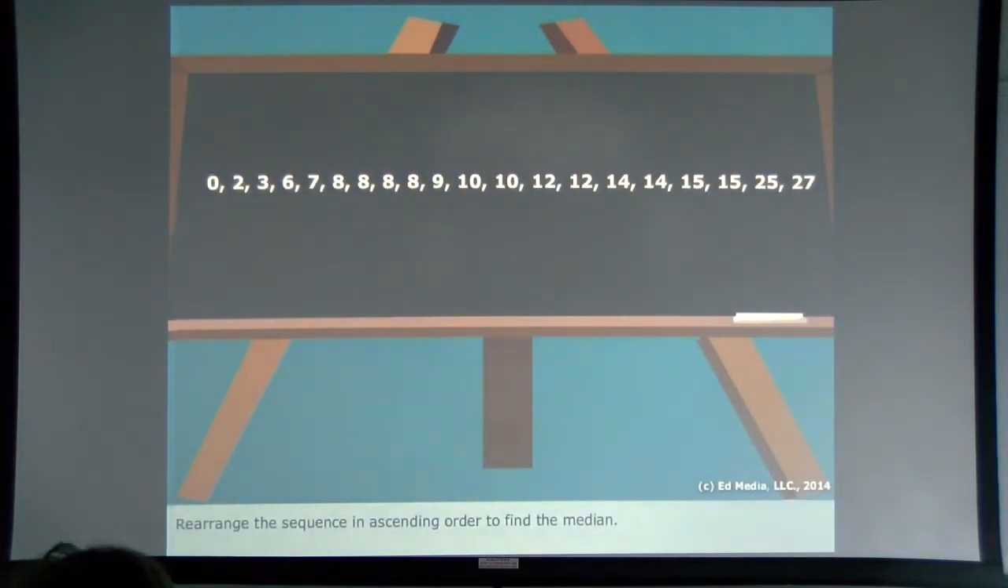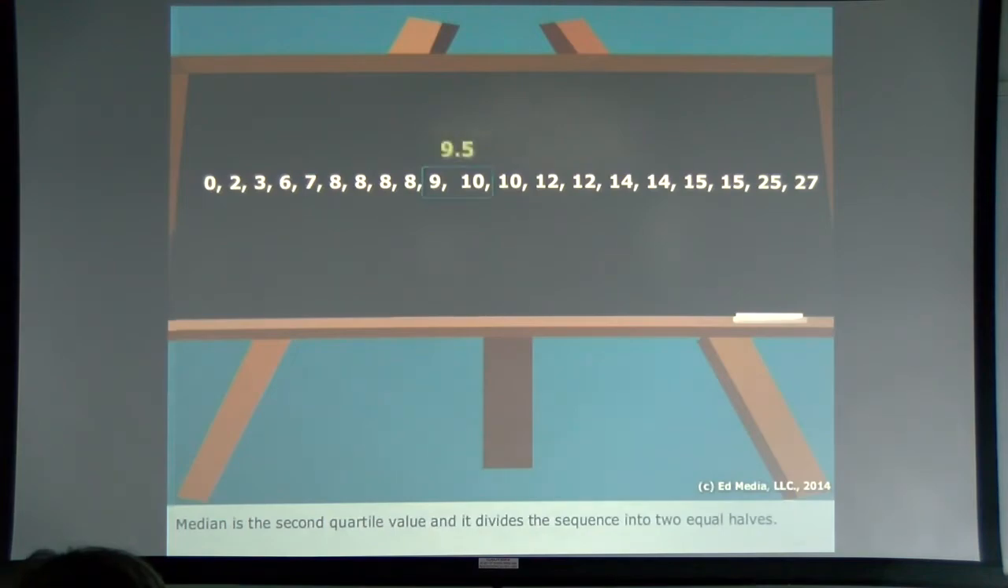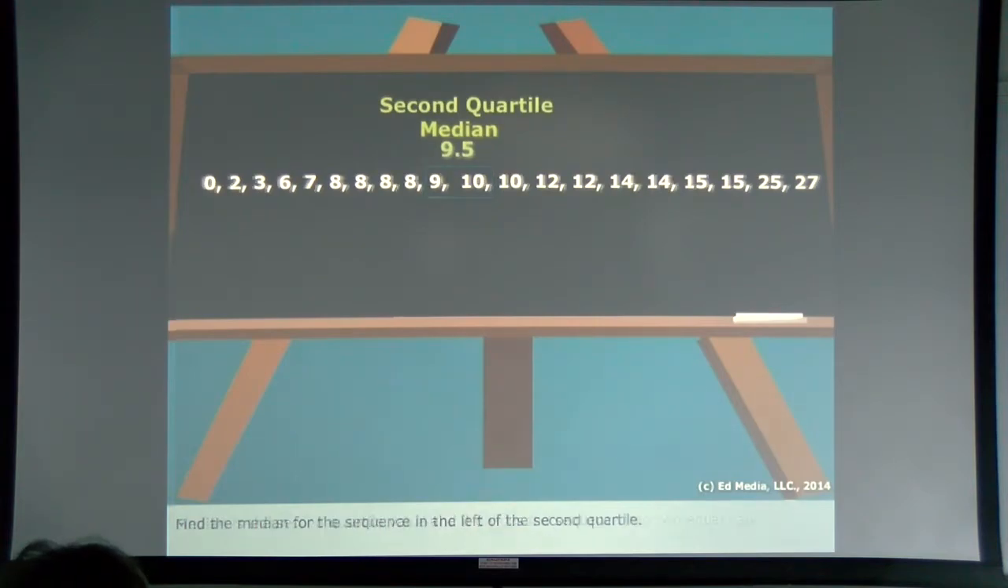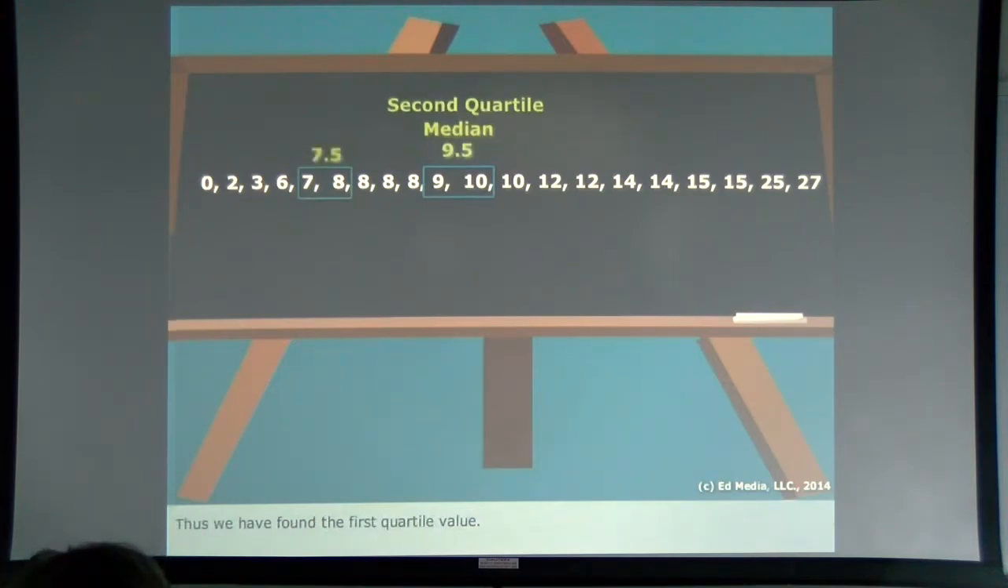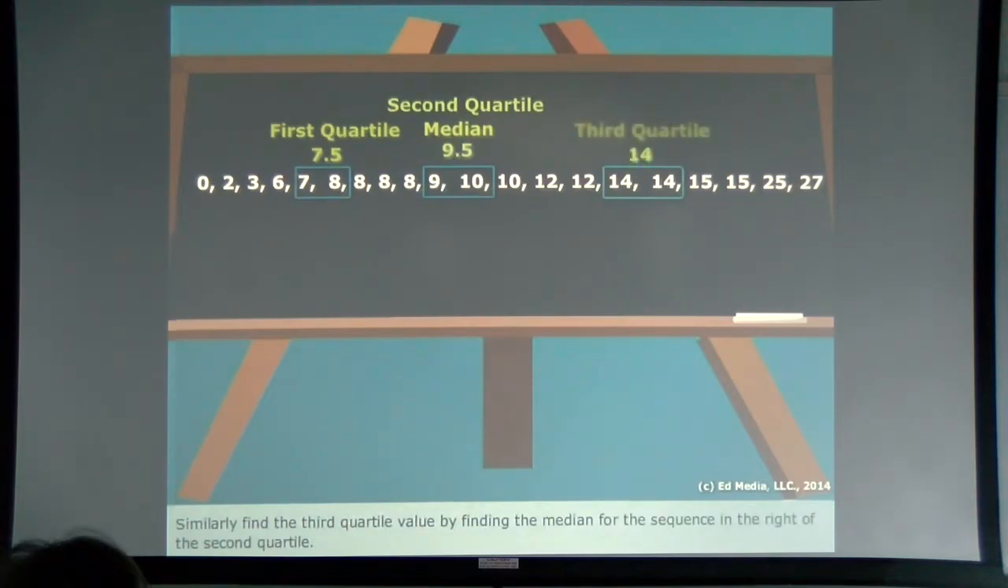Rearrange the sequence in ascending order to find the median. The median is the second quartile value, and it divides the sequence into two equal halves. Find the median for the sequence in the left of the second quartile. Thus, we found the first quartile value. Similarly, find the third quartile value by finding the median for the sequence in the right of the second quartile.